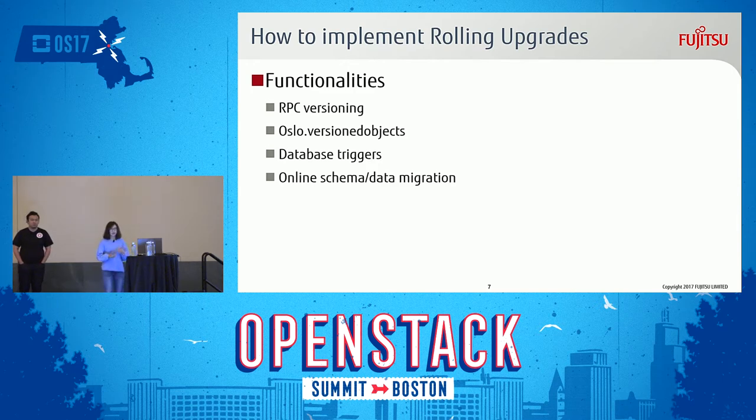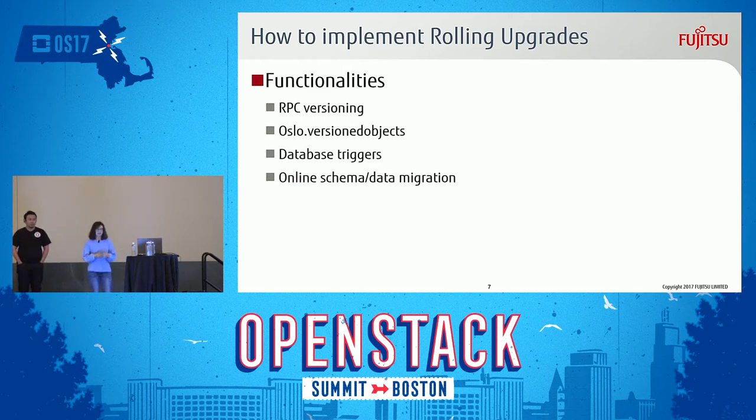So for the RPC layer, we may have some RPC versioning so that we can control how a new version of RPC code can communicate with an old version of RPC code. And also, if we have any payloads that are transferred across this RPC layer, we can use Oslo versioned objects to address these payloads.